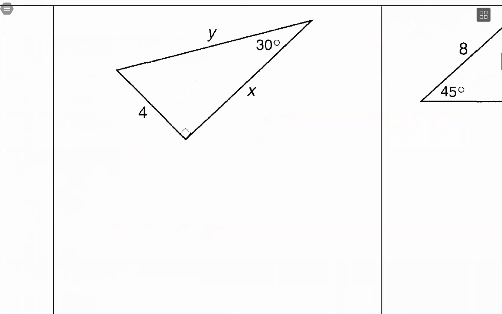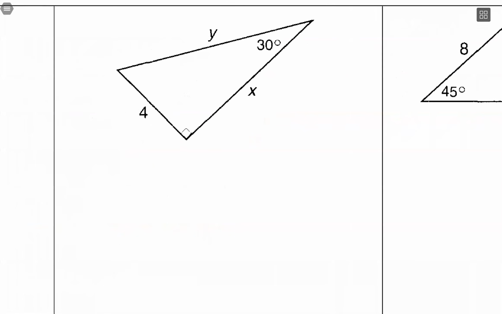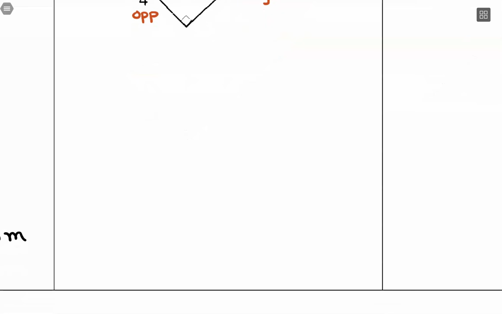So let's see doing this with a 30-degree angle. So we're here at 30 degrees. I have the opposite side length. I need to find the hypotenuse. I also need to find the adjacent side. So we're going to be doing 2 pieces of work here.